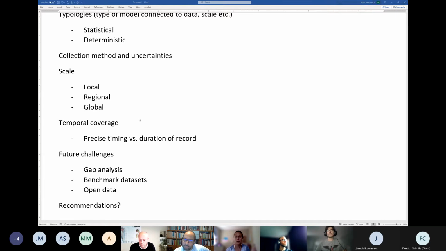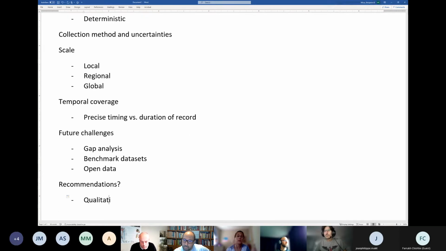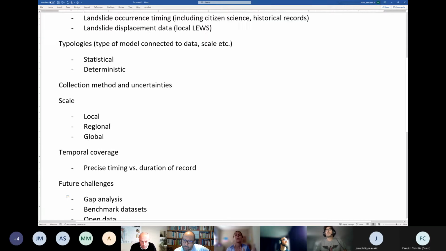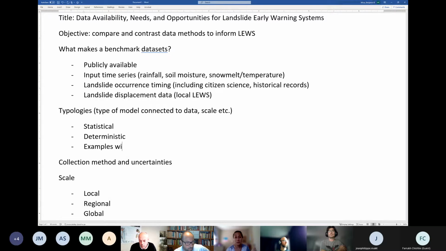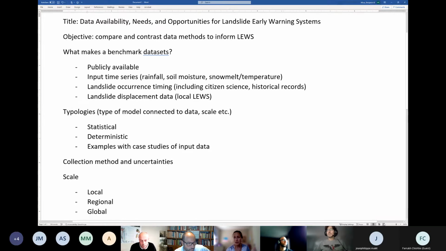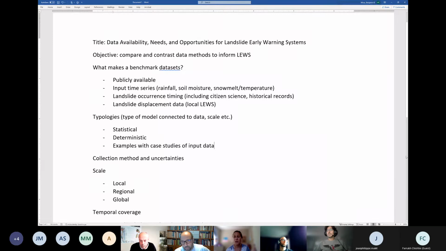Yeah, and I see in the chat, Adityan was suggesting maybe some of the present early warning systems. Giving some examples with case studies always helps to exemplify what we're talking about. So that can make some nice examples within each of these areas to really hammer home some of this work. And I think I would add in what makes a benchmark data set. Absolutely.